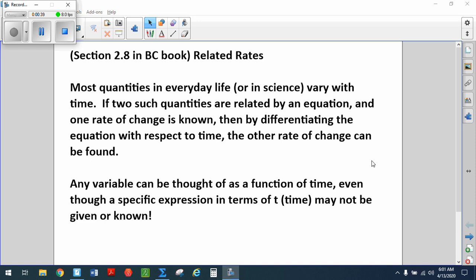So, related rates. You can read this slide. Essentially, we're going to set up some equations and use implicit differentiation using time as our variable. We're relating rates of change, like how fast a side length is changing or how fast a volume is changing with respect to time.